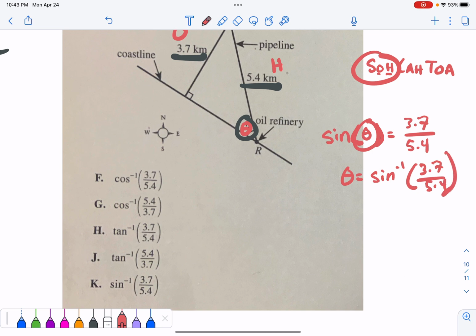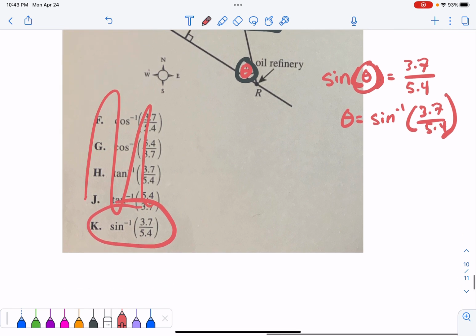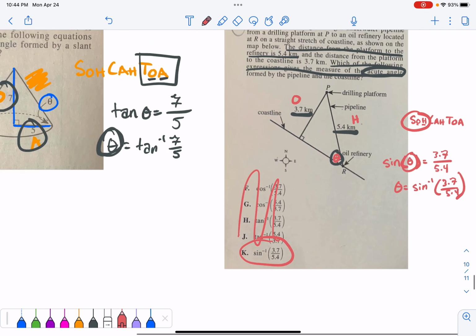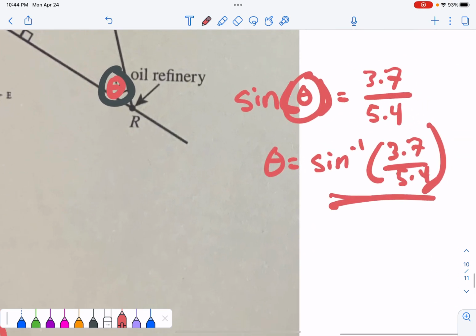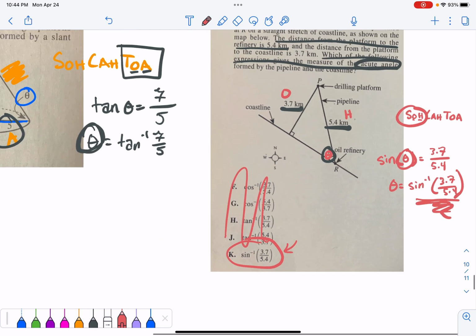So I can eliminate all of them except this one, because they only give me one option for sine, right? So there's that, okay? So again, you don't actually have to solve for theta. You don't have to plug this into your calculator at all. I did that whole thing without a calculator, right? If they wanted me to type it in, then I could give you the decimal form of that, but make sure you're checking what format your multiple choice is in, okay?